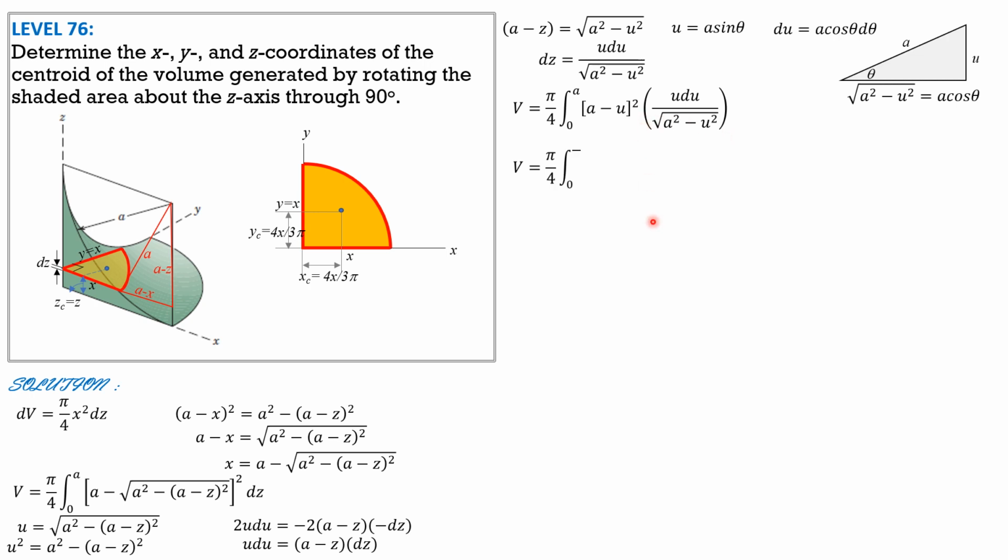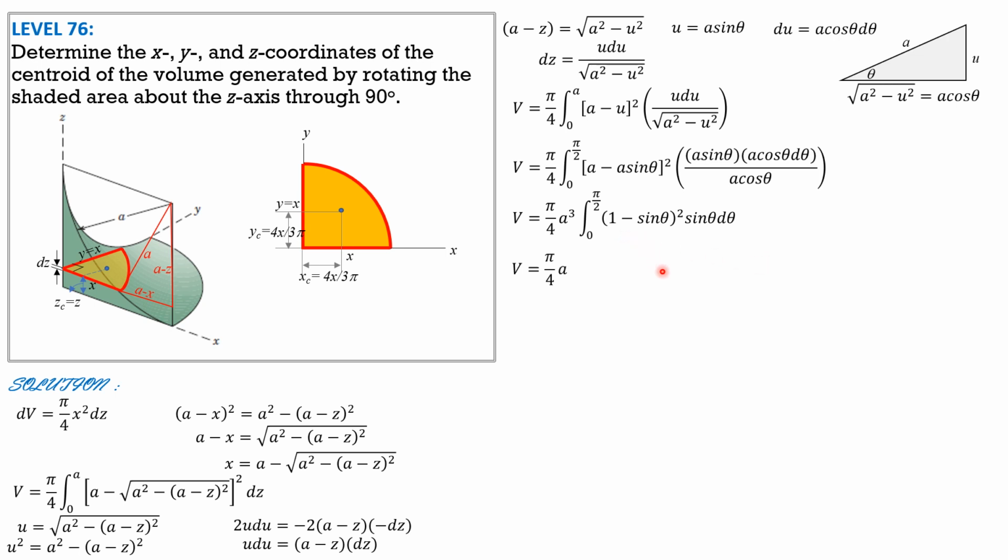We expand, so volume equals pi over 4 integral 0 to pi over 2. We change limits to 0 to pi over 2. Then a minus u, which is a sine theta, quantity squared. u is a sine theta, du is a cosine theta d theta divided by the square root of a squared minus u squared, which is a cosine theta. So cancel a cosine theta. Then we have a cubed, volume is pi over 4 a cubed, integral 0 to pi over 2 of 1 minus sine theta times sine theta d theta.